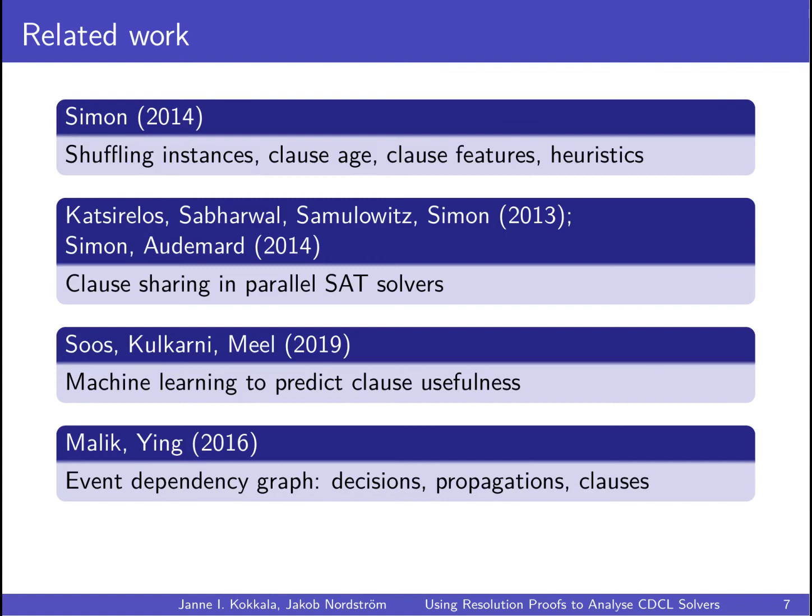Recently, Soos et al. used machine learning techniques to try to predict clause usefulness during the solver run. And finally, there's interesting work done by Malik and Ying, who, instead of looking at simply clauses in proofs, also considered a similar notion for event dependency graphs, which means that in addition to only clauses, they also divided decisions and propagations into useful and useless work or events.